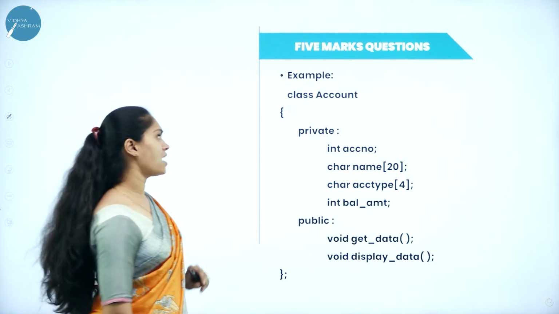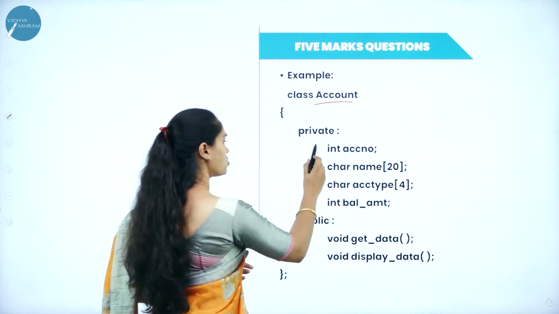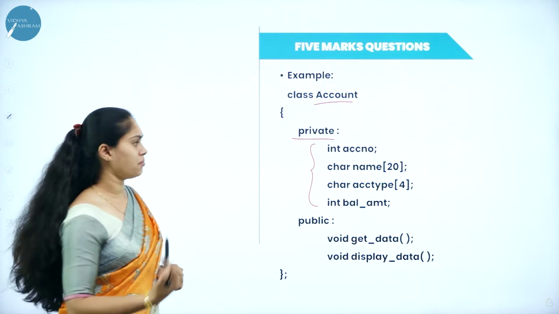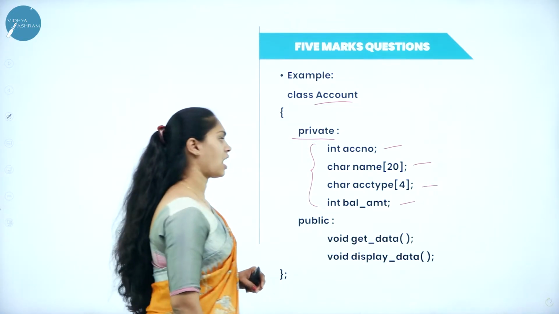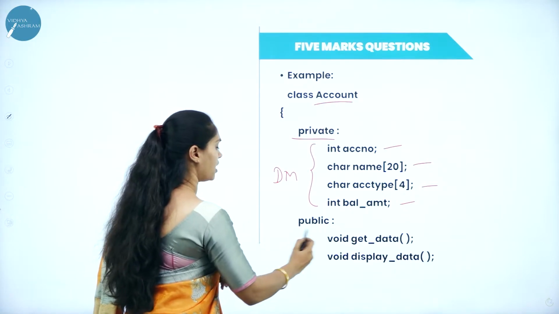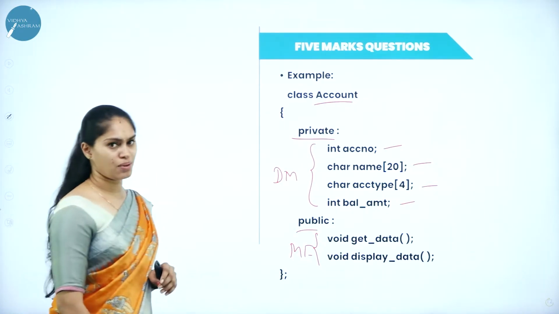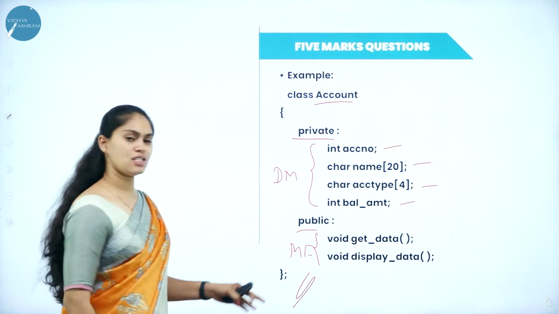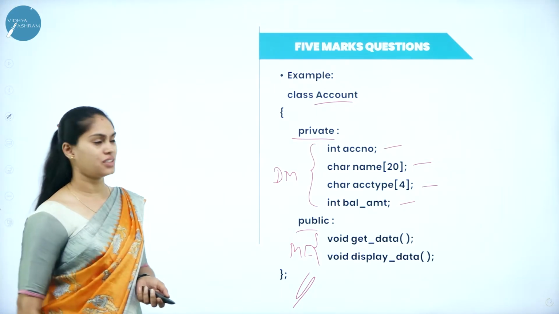So I have a class called account and it has 4 data members, right? It has 4 data members under the scope of access specifier private. They are account number, name, account type and balance amount. These are the data members of my class called account, and it has 2 member functions. One is get data and another one is display data. So here we are closing the class with a closing curly brace with a semicolon. This is how we are supposed to answer this question.